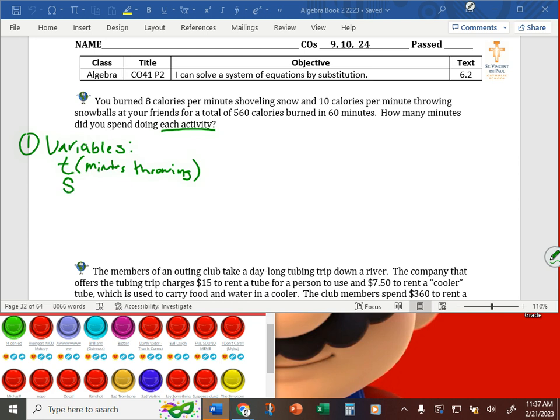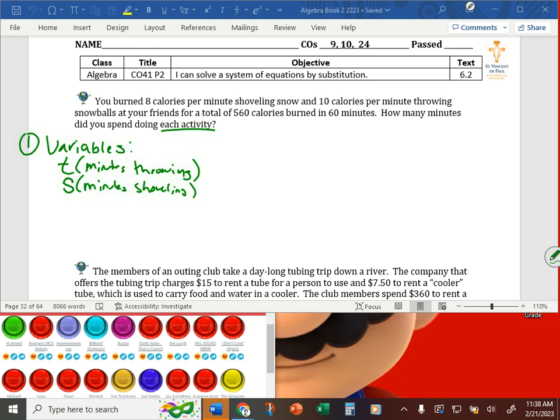Okay, and that is minutes shoveling. Okay, so that's what we're solving for. The number of minutes we are throwing snow and the number of minutes we are shoveling snow. Right? Task number 1 complete.